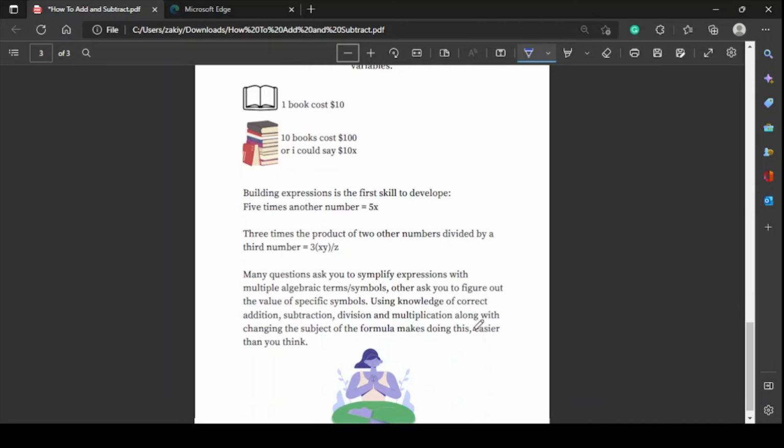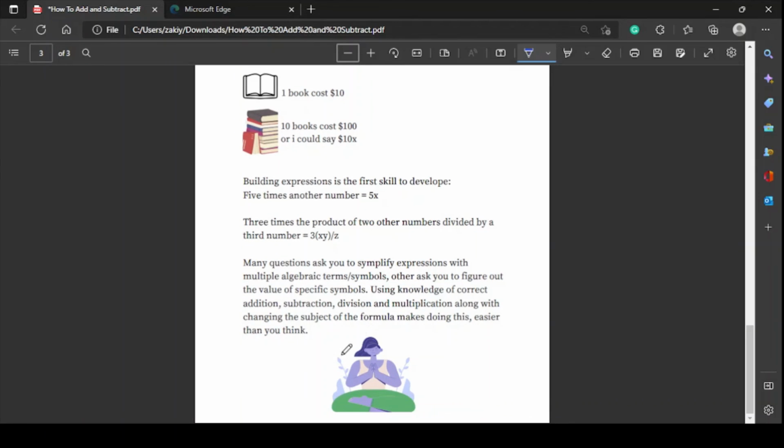So in the future, many questions will ask you to simplify expressions with multiple algebraic symbols, or ask you to figure out the specific value of a symbol. Solve for x or solve for y, stuff like that. Using knowledge of the correct addition, subtraction, division, and multiplication tactics, along with changing the subject of the formula, however, makes algebra way easier than you think it is. And you'll be calm just like this young lady when you do your questions.